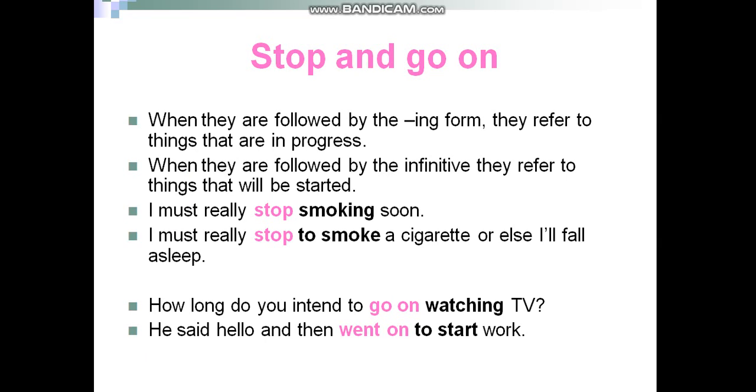For another example, if I want to say, I stopped driving cars, I never drive again. But I stopped to drive is different. I stopped to eat chocolate. Another example: I stopped eating chocolate. This means I stopped it forever. Or I stopped to eat chocolate. This means I have another action. I stopped this action to eat this chocolate. For example, I was reading, then I stopped reading to eat chocolate.